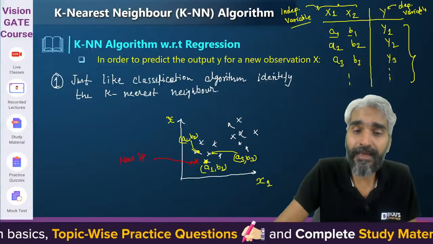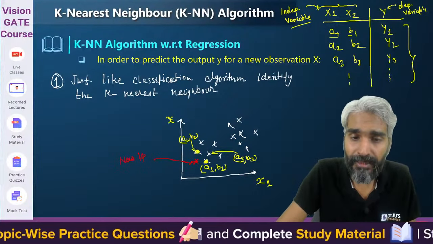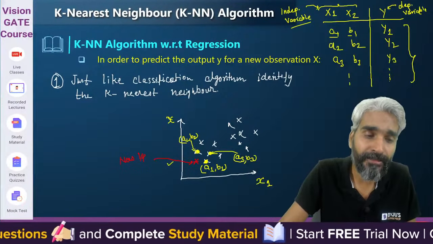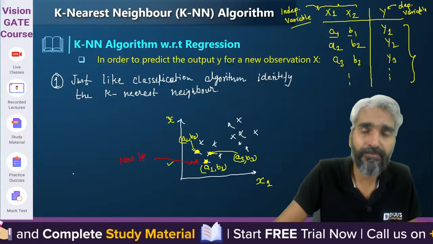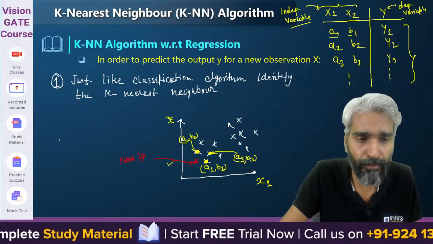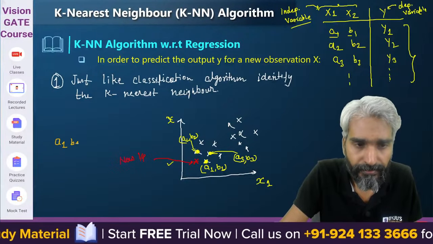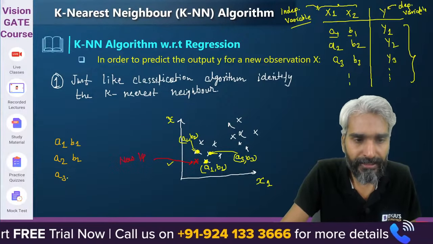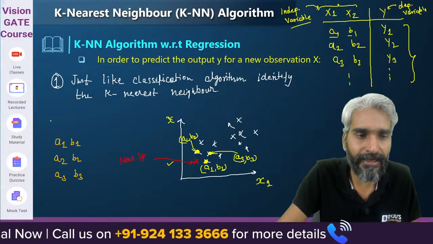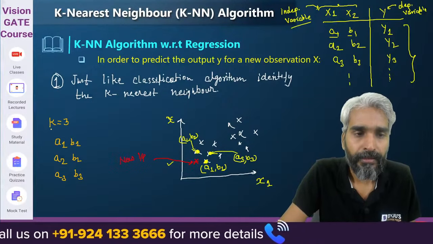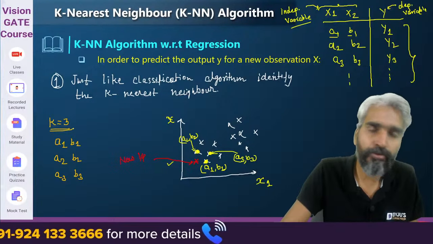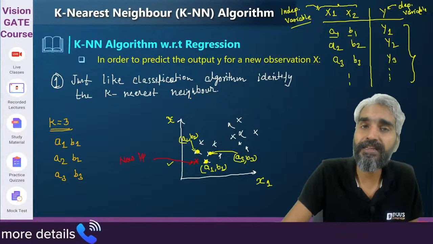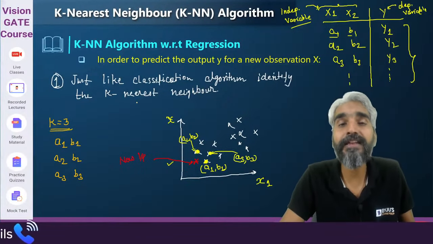So the three neighbors which are closest to this new input are what? The three neighbors which are closest to this new input are a1 b1, a2 b2 and a3 b3. Let's assume that we are using k equals to 3. Yes or no? So just like classification algorithm, identify the k nearest neighbor.